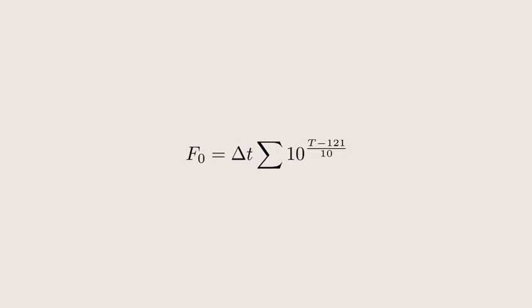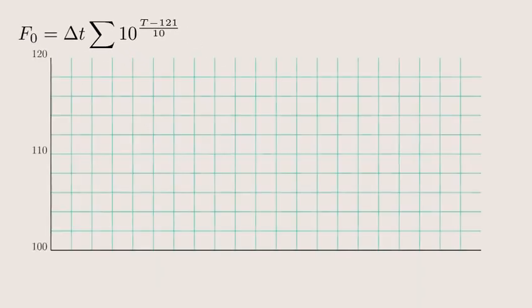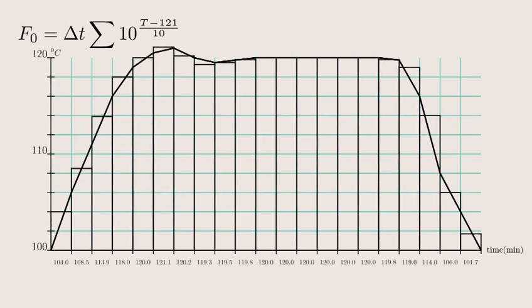F sub 0 refers to the equivalent amount of exposure time in minutes at 121 degrees Celsius of the actual exposure time at a variable temperature, which has been delivered to a product by the sterilization process. But how is F sub 0 used? As seen in this graph, the autoclave takes an average temperature for each minute after reaching 100 degrees Celsius during the heating phase, and it uses this temperature to calculate a partial F sub 0 for each minute.